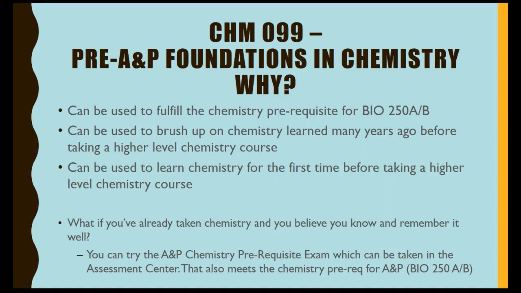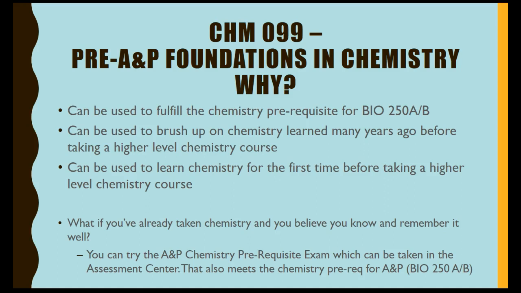So, Chem 099. Why would anyone take this course? Well, obviously chemistry is fun, but on top of that, Chem 099 is one way to fulfill the chemistry prerequisite for Bio 250A and B, which is Anatomy and Physiology 1. This course also has a biology prerequisite. Chem 099 does not meet the biology prerequisite, it just meets the chemistry prerequisite. So there are 2 prerequisites to that course. In addition to Chem 099, that prerequisite can be met in other ways, and I'll discuss those in a moment.